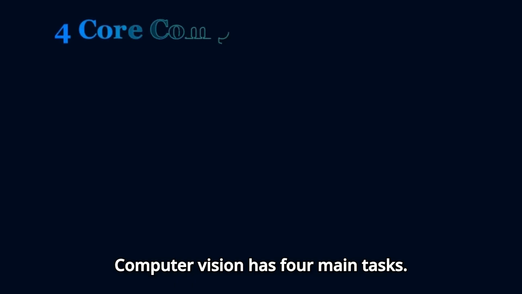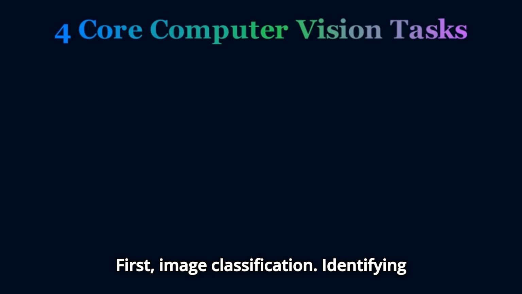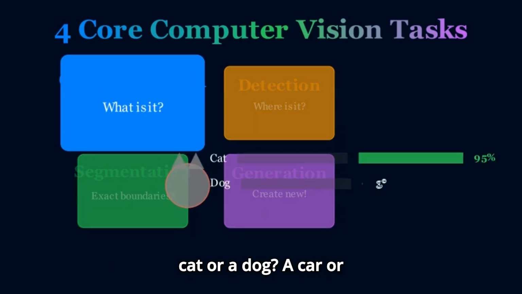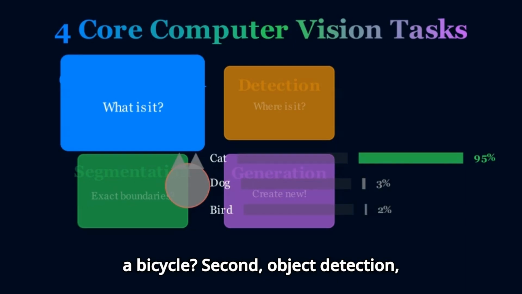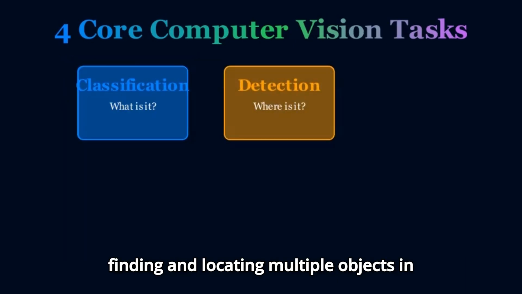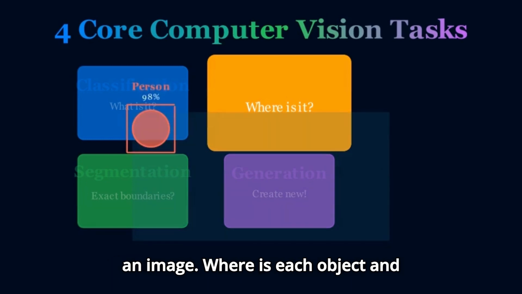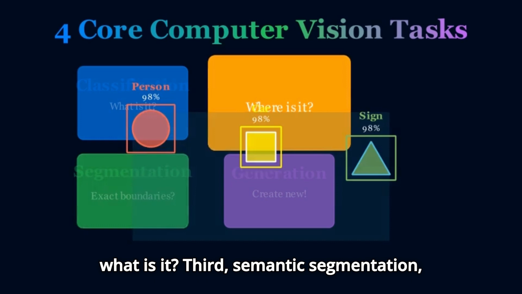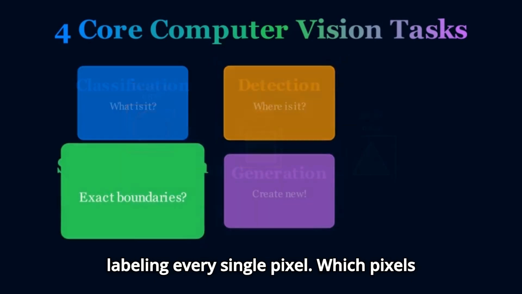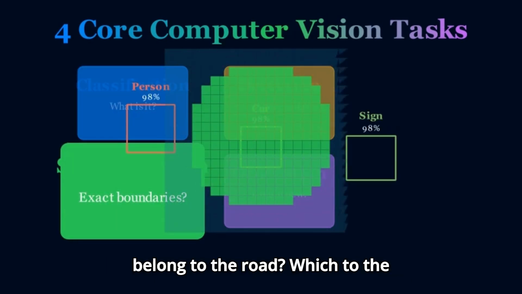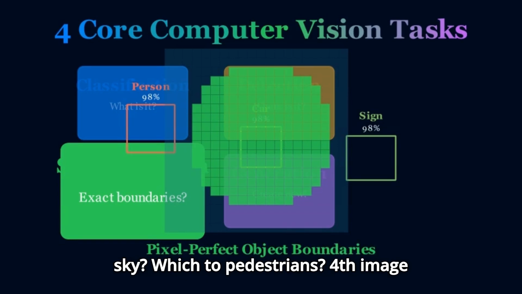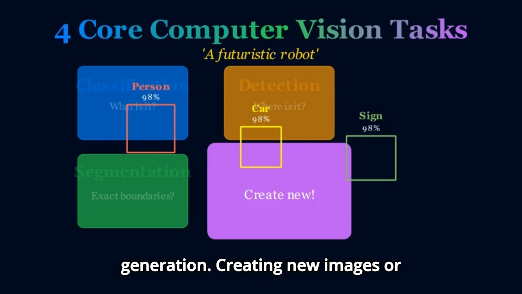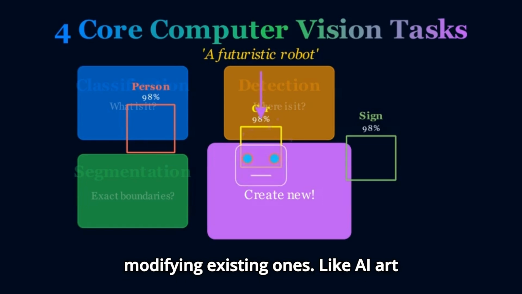Computer vision has four main tasks. First, image classification, identifying what's in an image. Is this a cat or a dog? A car or a bicycle? Second, object detection, finding and locating multiple objects in an image. Where is each object and what is it? Third, semantic segmentation, labeling every single pixel. Which pixels belong to the road, which to the sky, which to pedestrians? Fourth, image generation, creating new images or modifying existing ones, like AI art generators.